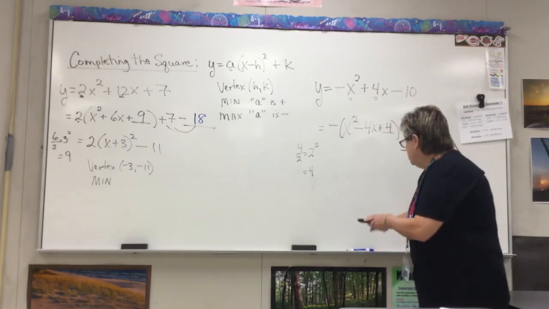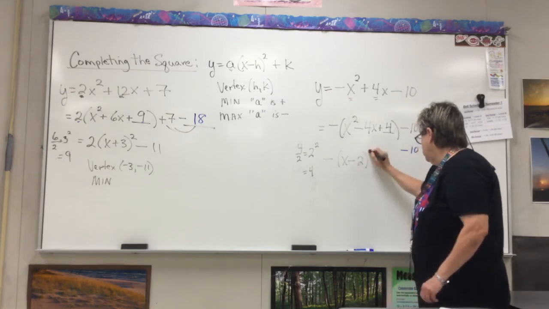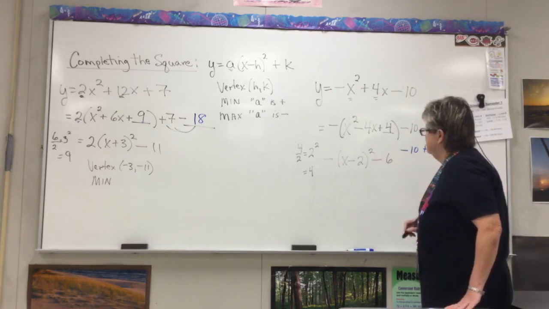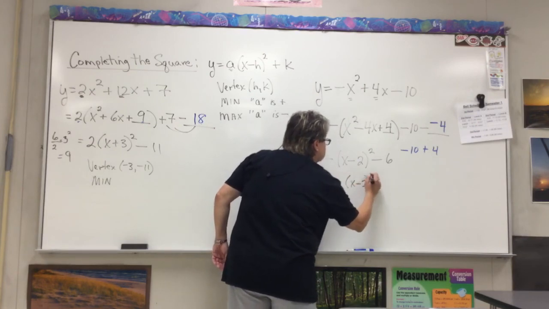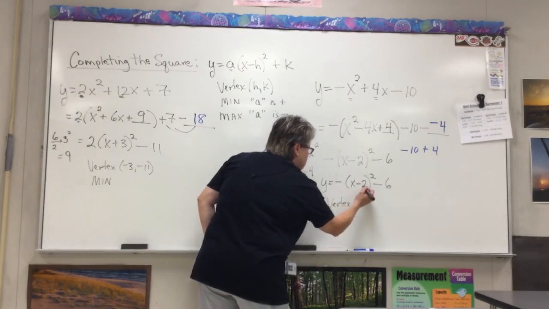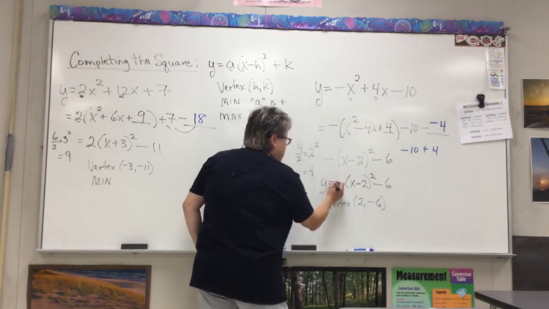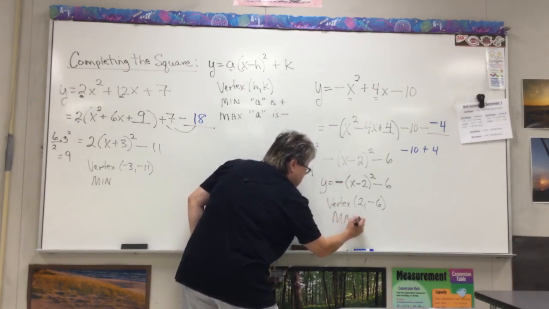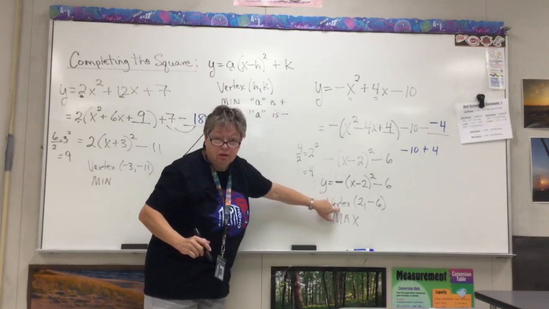All right, so to finish it, we're going to have negative of x minus 2, the quantity squared, minus 10 plus 4 gives us a minus 6. All right, so we're at y equals negative of x minus 2, the quantity squared, minus 6. So our vertex is going to be 2, -6, h, k. Because there's a -1 essentially out here, that's going to give us a maximum point, because if a is negative, we're going to have a maximum point for our vertex.